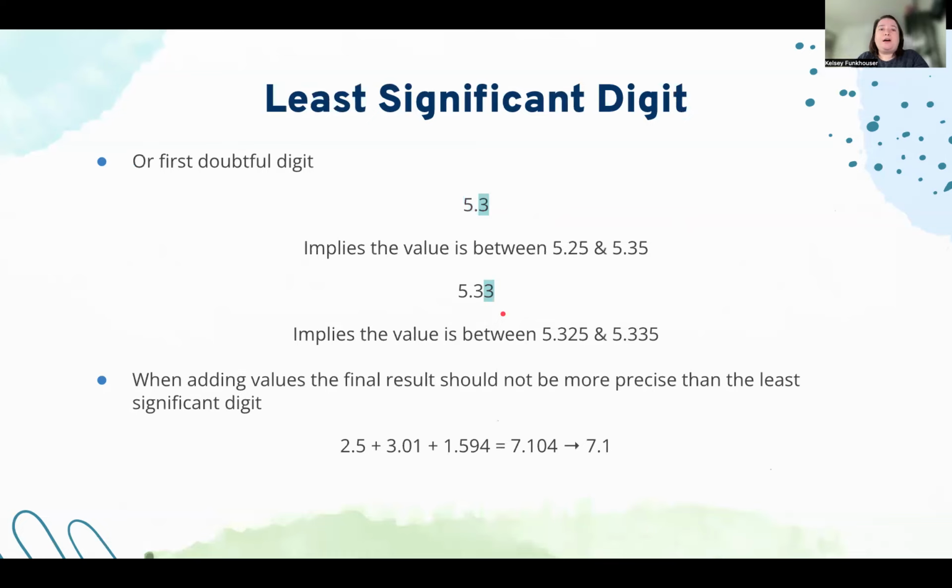There's also the concept of the least significant digit or the first doubtful digit. So, for example, 5.3 implies a value between 5.25 and 5.35. And 5.33 implies a value between 5.325 and 5.335.